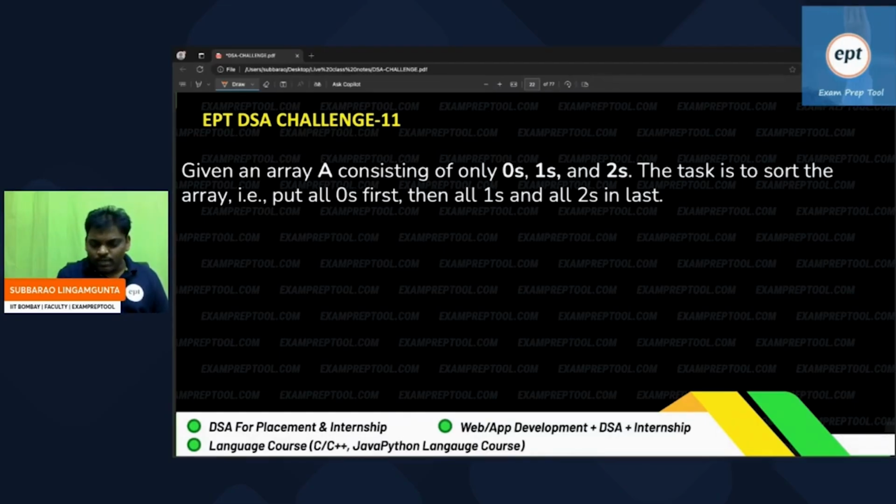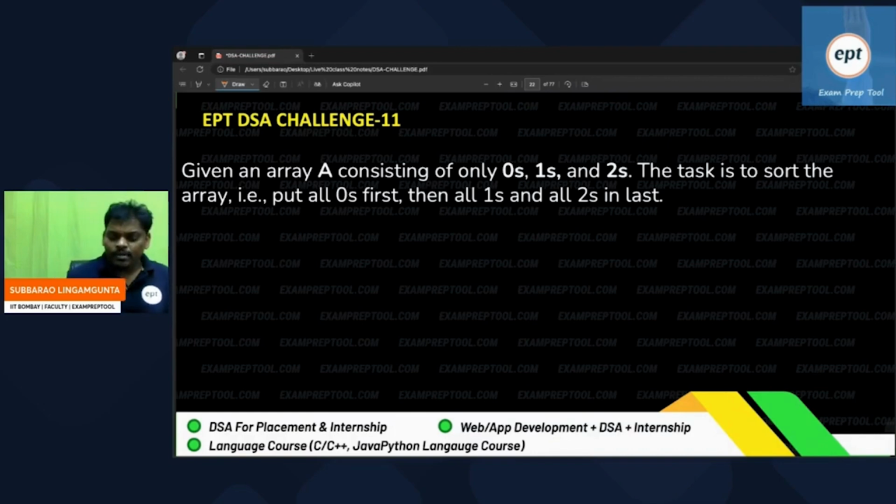So what this particular challenge is saying is, there is one array, its name is A, which contains zeros, ones and twos. Now you have to sort that array, meaning 0 should come first, 1 should come next, 2 should come next. So simply, you have to sort the array.